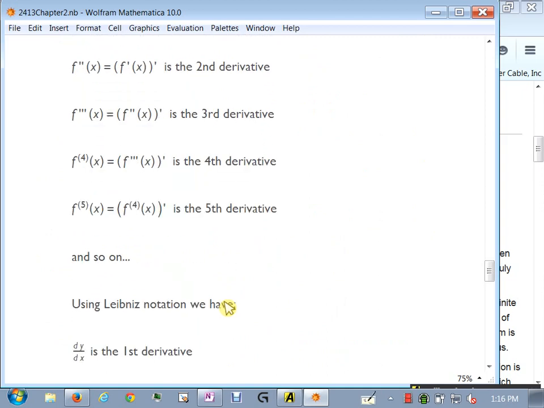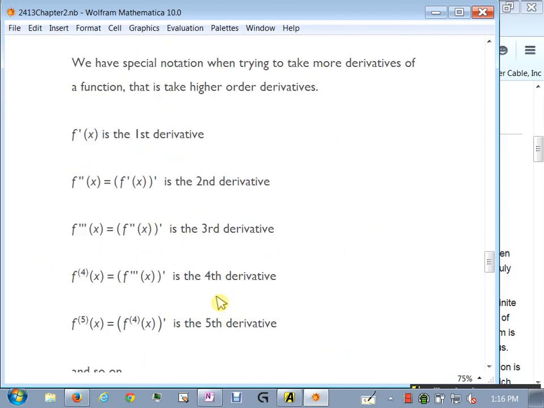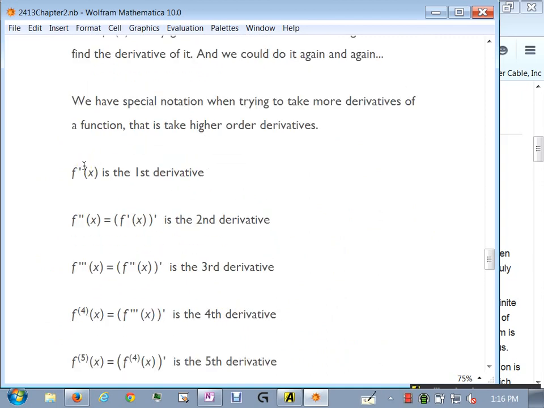Let's see, what else? Okay, some more notation. We talked about when you take the derivative, we use this little prime mark. And I talked about how the derivative is the first time you've ever in your life heard of this thing called a functional operator. Takes a function in, spits a new function out. Well, that new function it spits out, why not just take the derivative of that now? And it would spit out a new function. And then why not take the derivative of that?